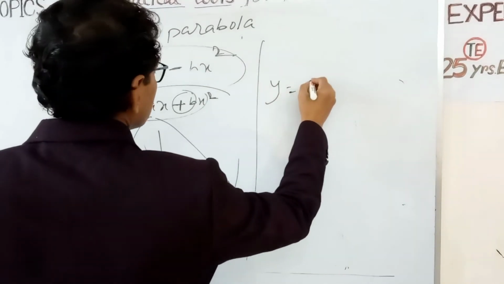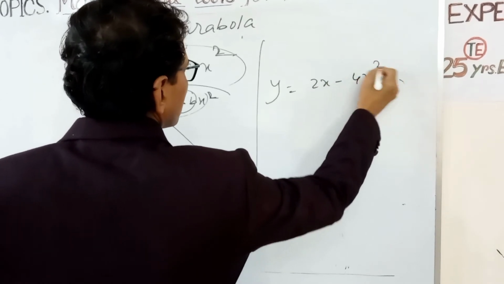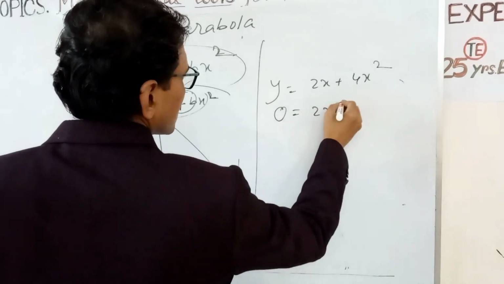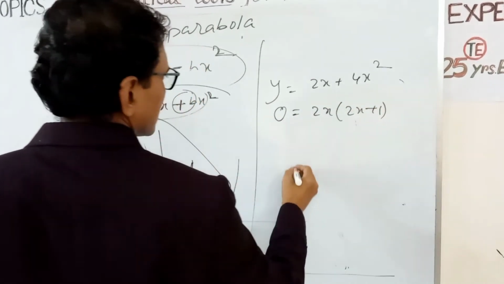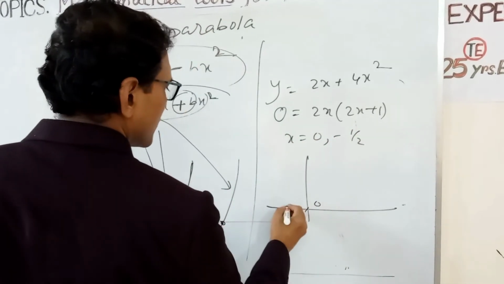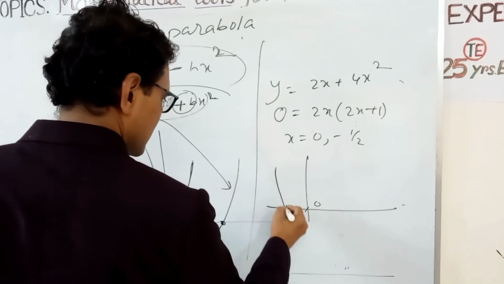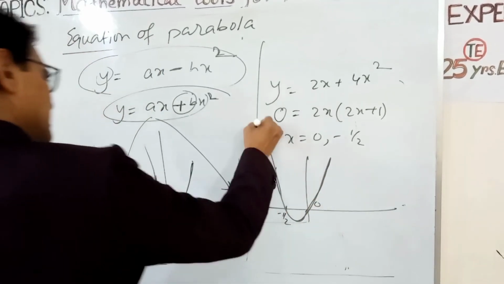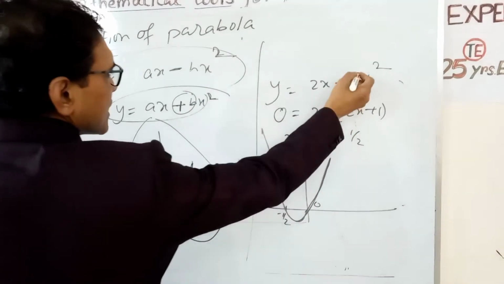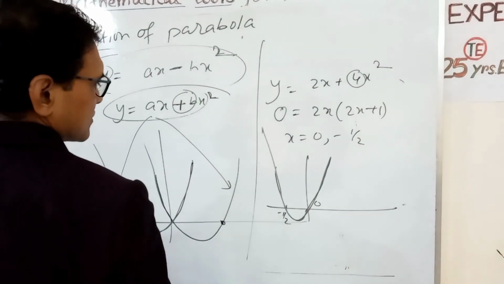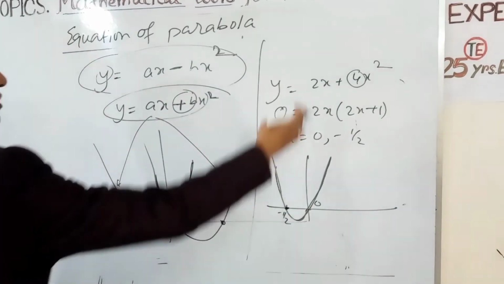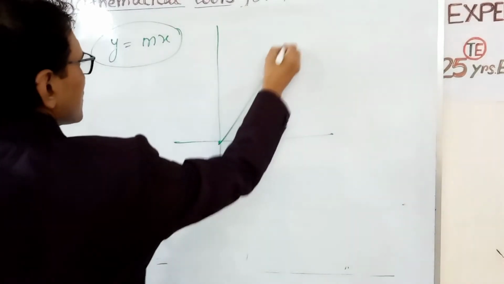Y equal to this. So here 0 equal to, so x equal to 0 and minus half. So 0 and minus half, so the path will be this. The opening will be along the positive x-axis because here positive is present, and the curve passes through the 2 points, 0 and minus half. So this is the path of the parabola, and it passes through the origin.